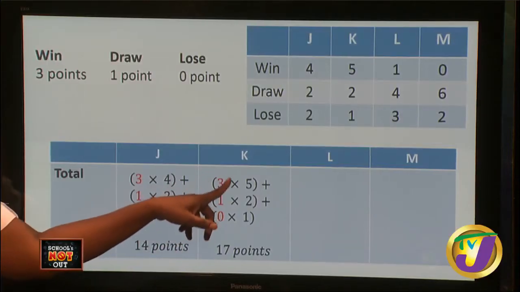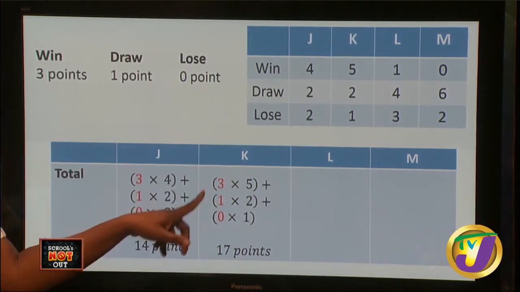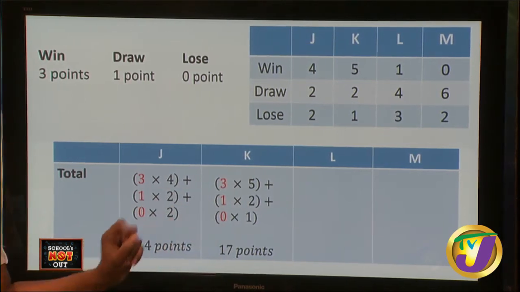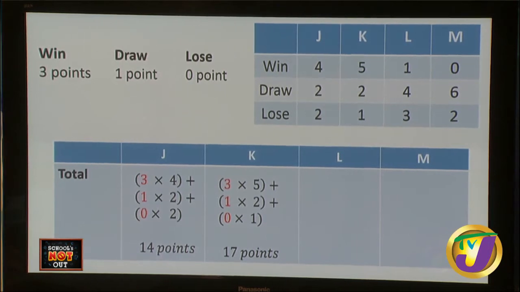So the 3 points for each of the matches, that would be 15 there. Right. 1 point, they drew 2 matches, so that would be 2 more points. So that's 17 points in total. That's right. Okay.